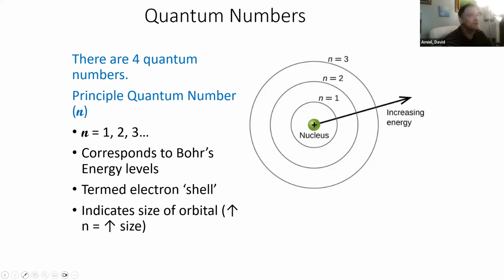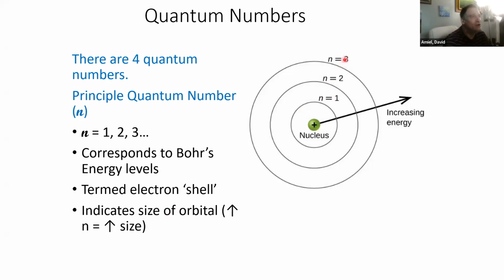So the principal quantum number is the same. There are still energy levels. You're seeing n equals 1, n equals 2, n equals 3. As n, the principal quantum number, gets higher and higher, the energy increases, moving away from the nucleus. So an electron that is further away from the nucleus has a greater energy than one that is n equals 2 or n equals 1. We're now calling these energy levels shells. You can think of them as rungs on a ladder or layers of an onion, but we're now talking about shells.